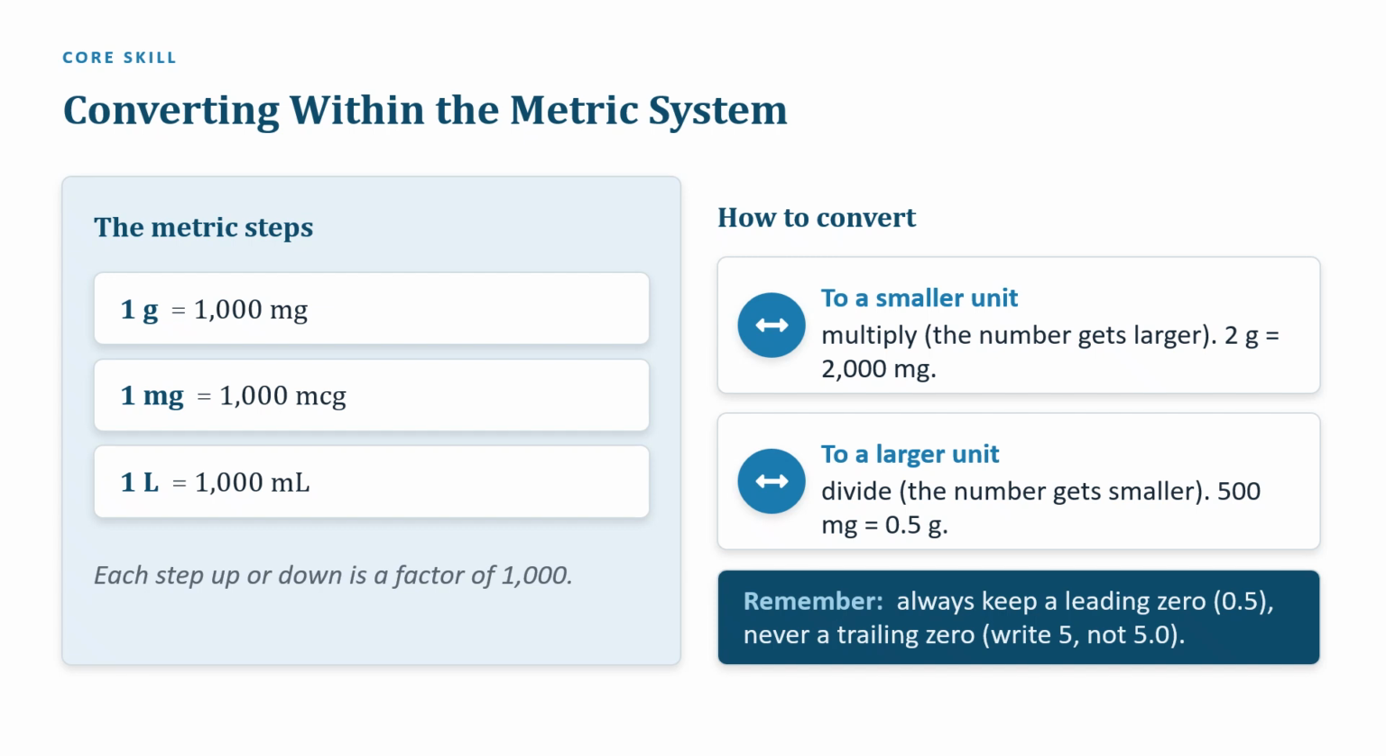Finally, read the dark reminder box because it prevents a classic error. Always keep a leading zero, so you write 0.5, not just .5, and never use a trailing zero, so you write 5, not 5.0. Those decimal habits, which come straight from medication safety guidance, keep a dose from being misread by a factor of 10. Practice a few conversions until this feels automatic because the formula work ahead goes smoothly only when your units already match.